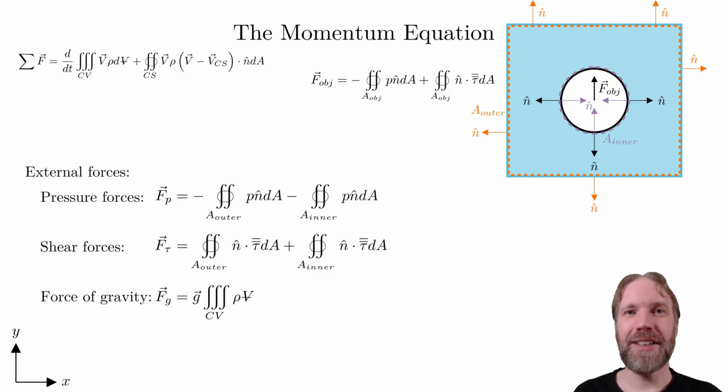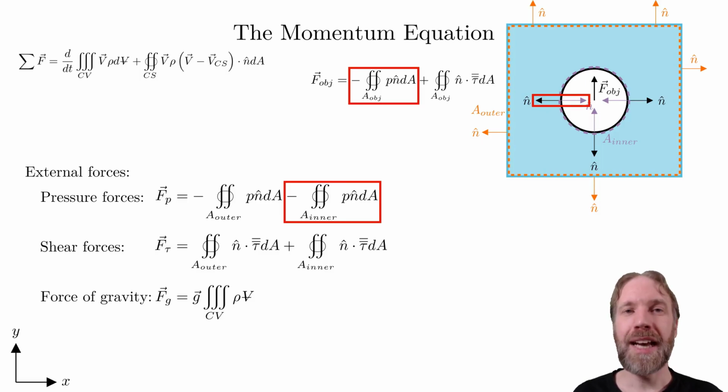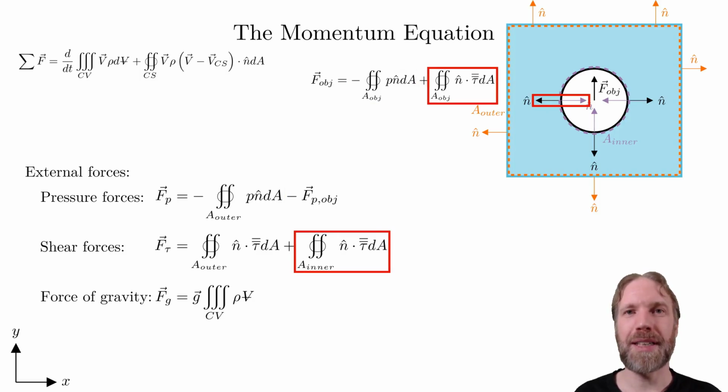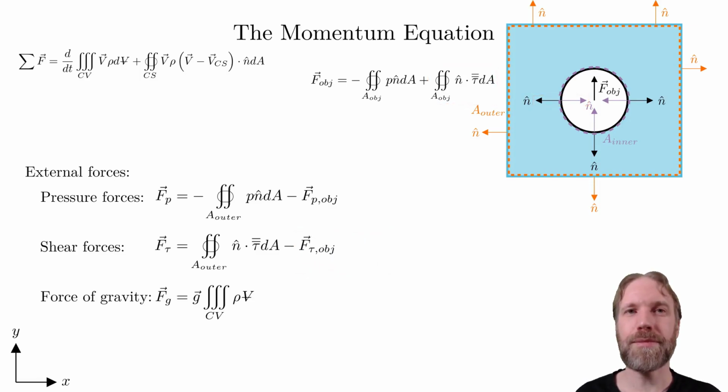Let's compare the inner integral with the force on the object. We can see that A inner is the same area as A object, but the normal vectors are opposite. Hence, the integral over the inner area is minus the pressure force on the object. With the same argument, we can see that the shear force on the inner area becomes minus the shear force on the object. If we combine these results, we can see that the force on the object can be inserted as an external force, but with a minus sign.